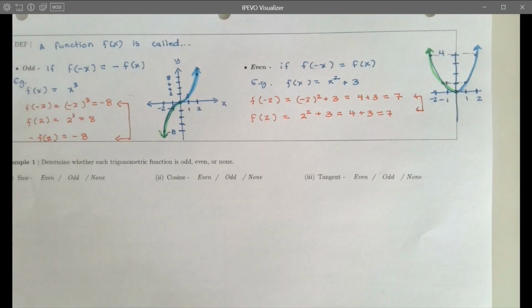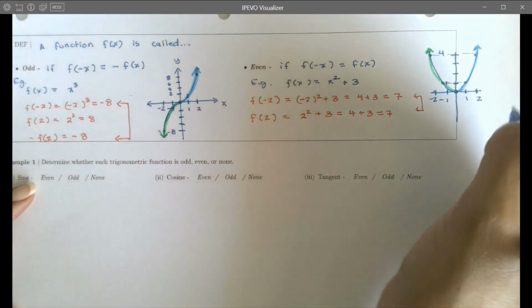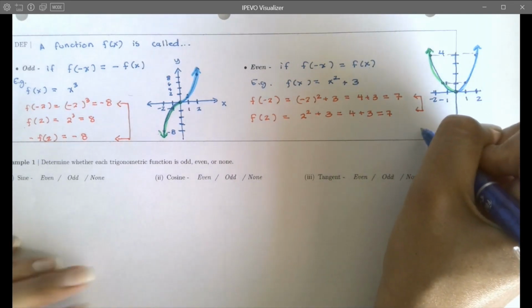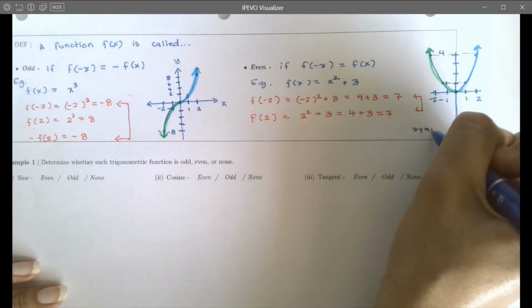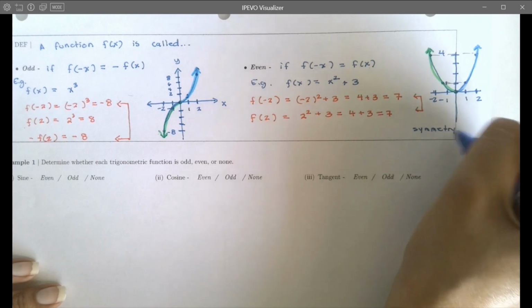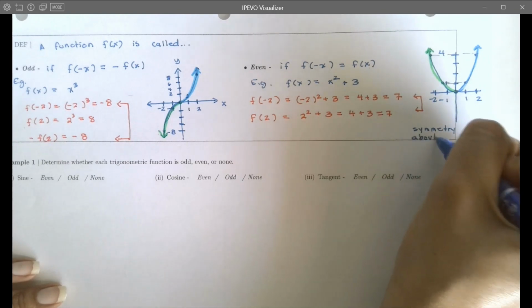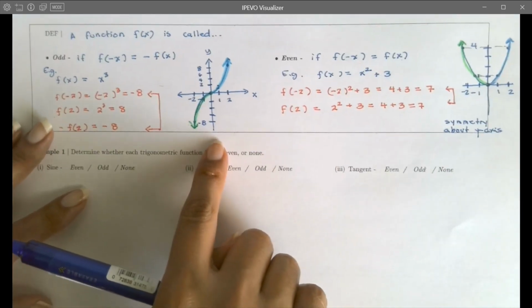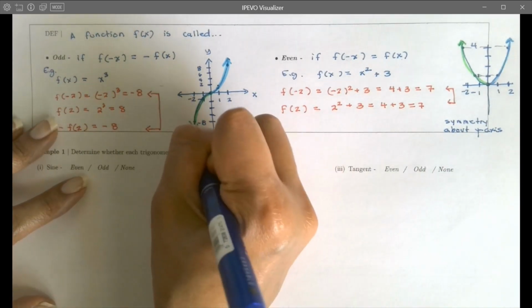Okay, so these special properties are called, for even, reflection symmetry about the y-axis. And in this case, we say there's symmetry about the origin.